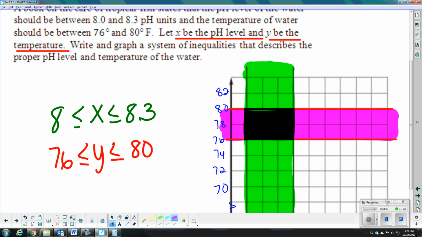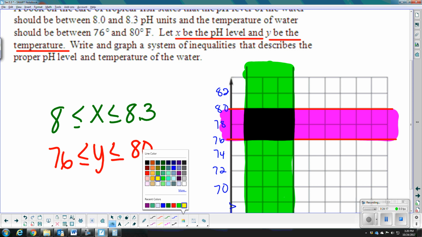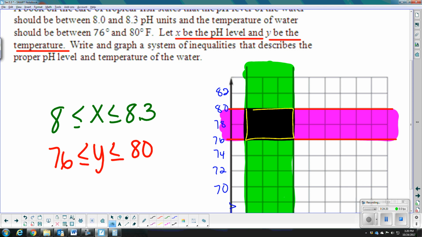So my solution is where the solution for each of those compound inequalities meets. So it's greater than 8 and less than 8.3 for the pH level, and less than 80 but greater than 76. So just to kind of highlight, this area here in yellow is my solution for the system. So I actually have 4 inequalities. I mean, I have 2 compound inequalities. So that's 2 lines for x and 2 lines for y.